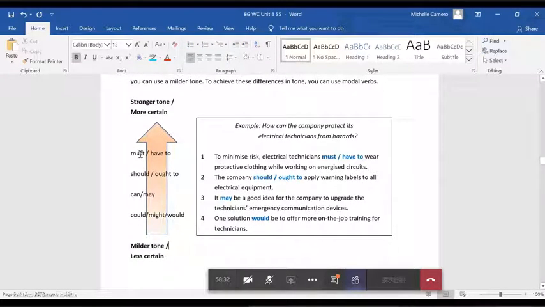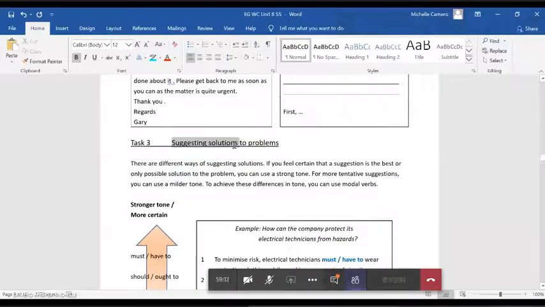All right, so let's talk about ones that are a strong suggestion. To minimize risk, electrical technicians must wear protective clothing or have to wear protective clothing while working on energized circuits. Then we have something still strong, but not super strong. The company should apply warning labels. The company ought to apply warning labels to all electrical equipment. Now we've got something a little bit milder, can and may. It may be a good idea for the company to upgrade the technician's emergency communication devices. Or something mildest, using could, might, or would. One solution would be to offer on-the-job training for technicians. All right, that's a little bit about suggesting solutions.